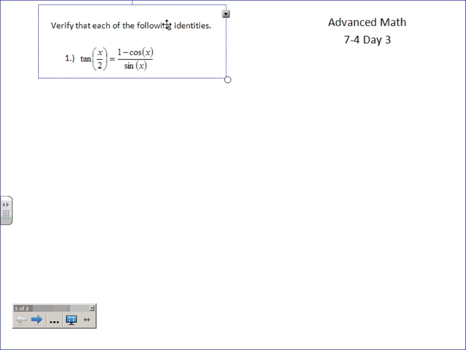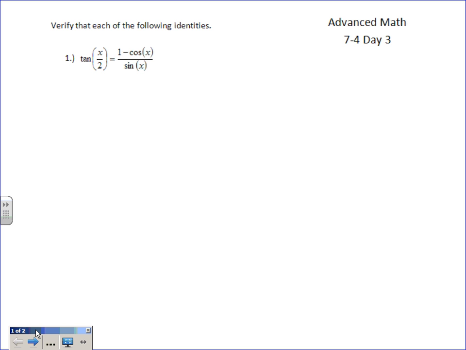For today, you're going to have to help me out a little bit. Remember, these verify problems can be done in really an infinite number of ways. It depends on how hard you want to make it. The first thing that I notice right away is that tangent has x over 2, so it's a half angle.